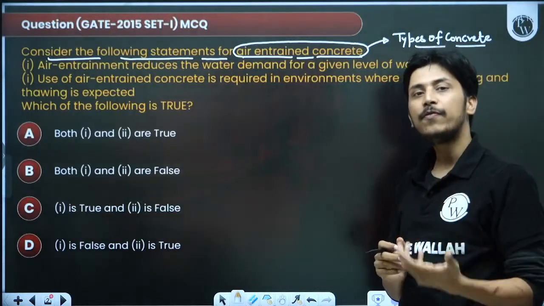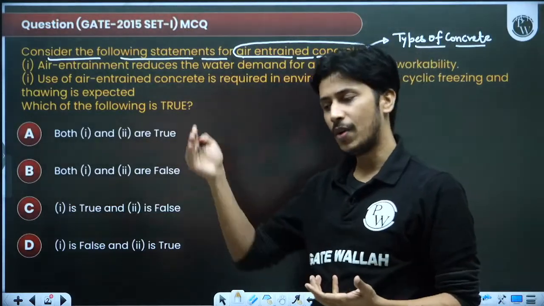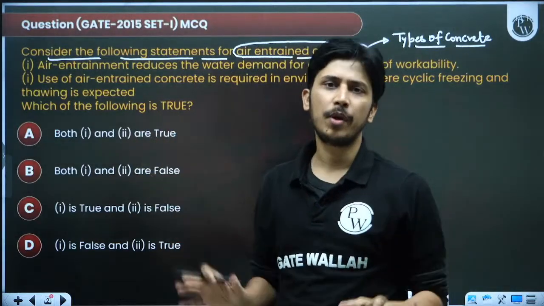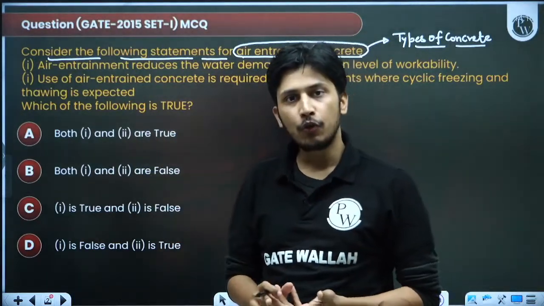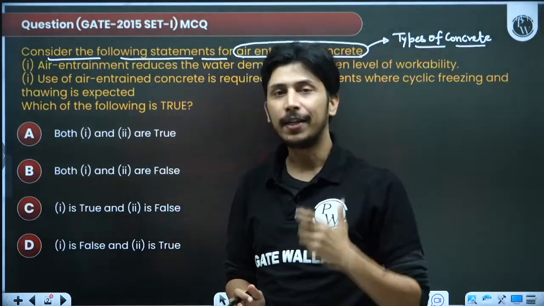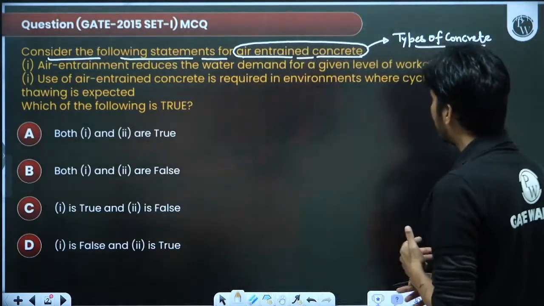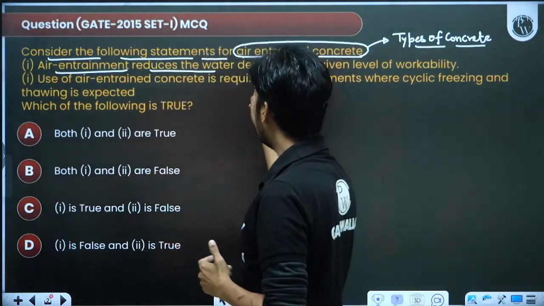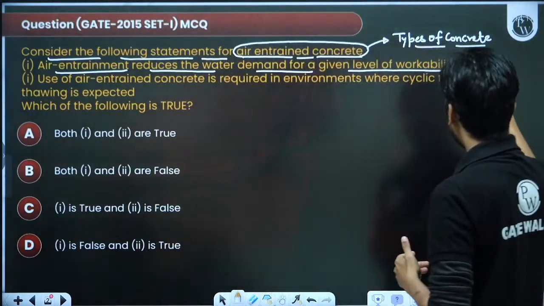And whenever any fluid is incorporated in concrete, whether you are incorporating water or air, the workability will increase. So you will require less water for the same workability. The same thing is written in the first statement: air entrainment reduces the water demand for a given level of workability. This is absolutely correct.